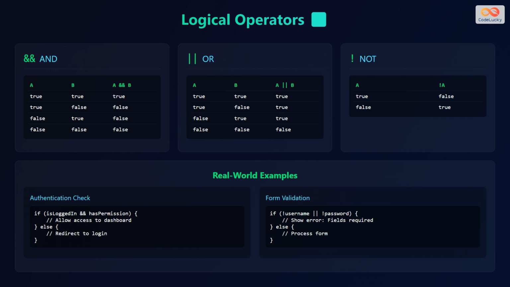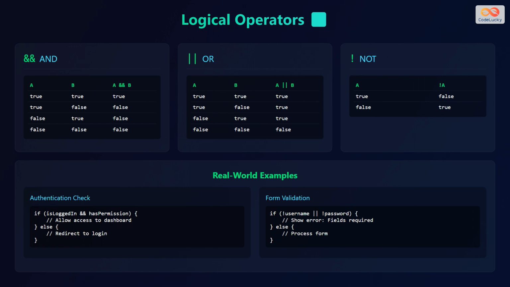For the AND operator, if both A and B are true, the result is true. If either A or B or both are false, then the result is false. For the OR operator, if either A or B or both are true, the result is true. If both A and B are false, then the result is false. For the NOT operator, if A is true, then not A is false. If A is false, then not A is true.